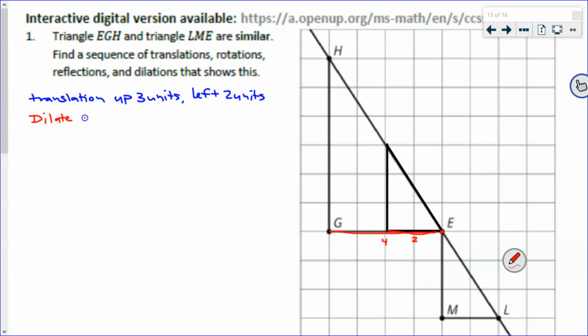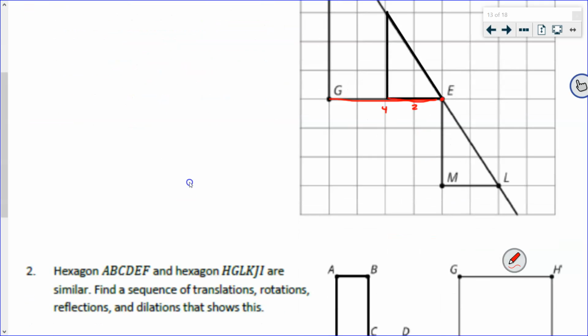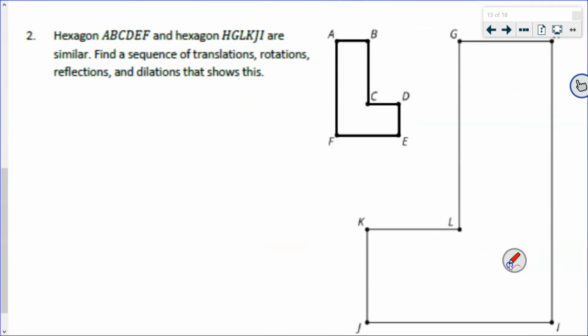How does a 2 change to a 4? Times 2. So dilate using center E and scale factor 2. Easy peasy, right? Okay, next one. I know you may not have had quite enough time to finish this with your groups. Get me started. What's one of the first things that I could do here?